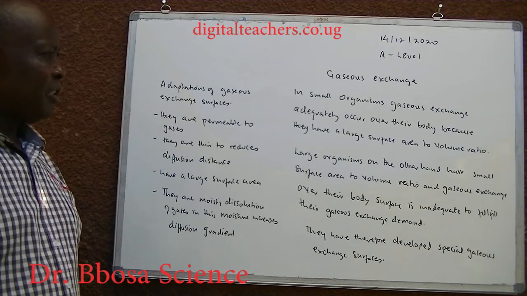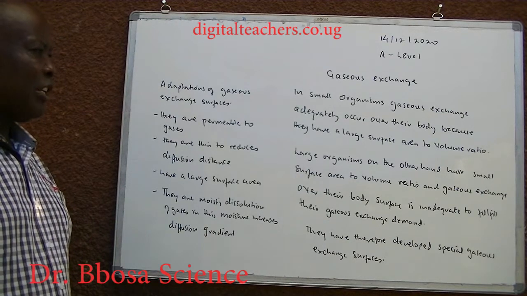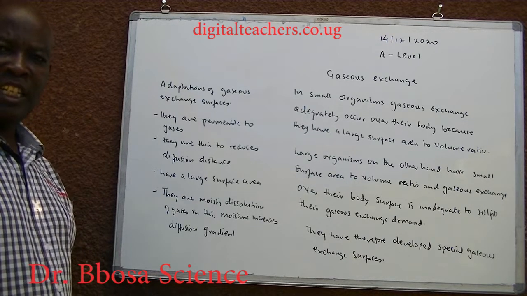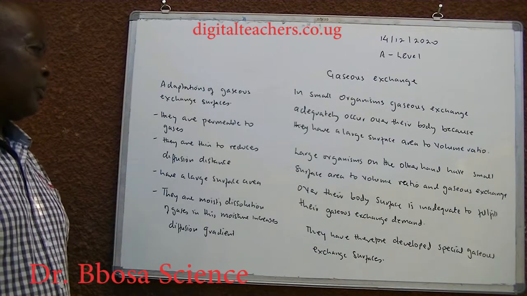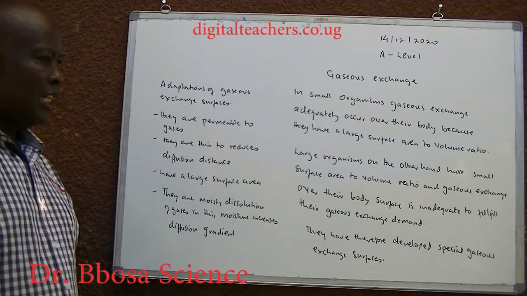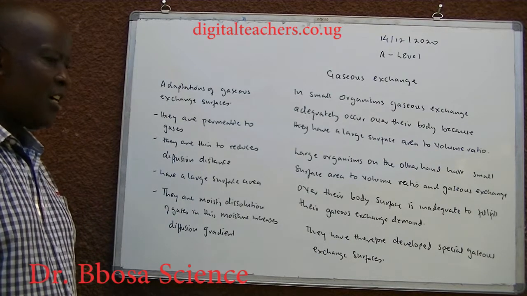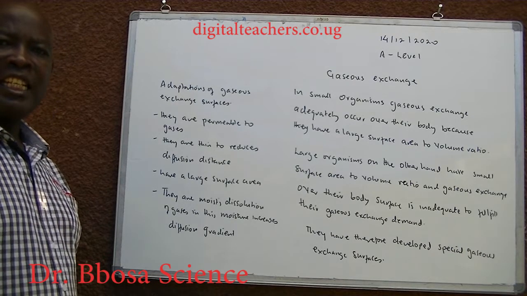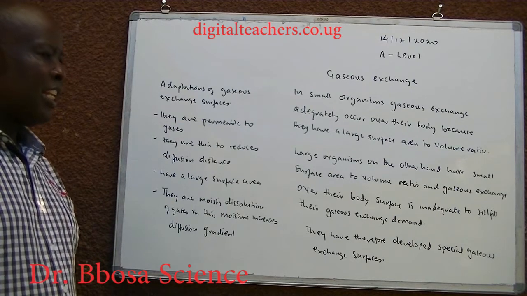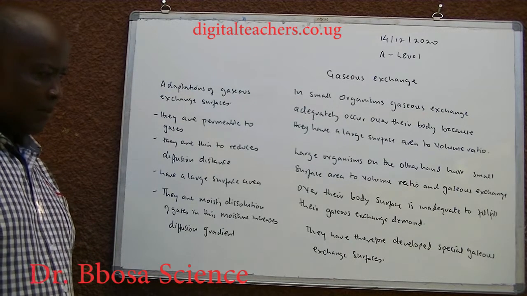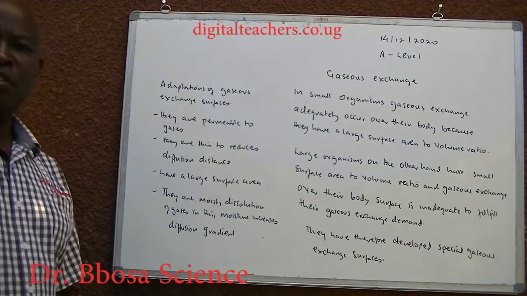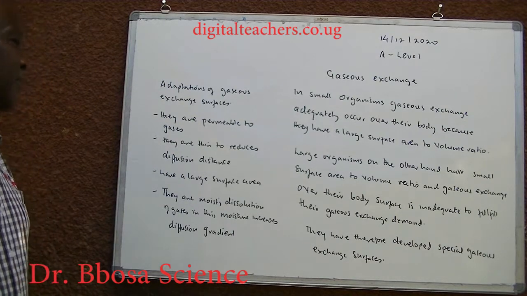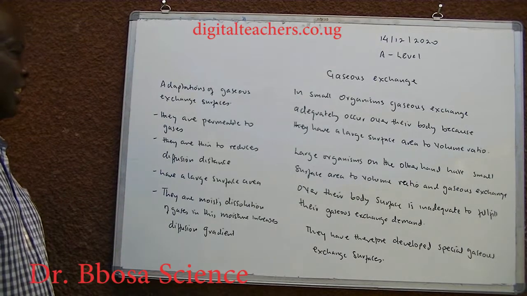In small organisms, gaseous exchange adequately occurs over their body because they have a large surface area to volume ratio. Large organisms, on the other hand, have a small surface area to volume ratio, and gaseous exchange over their body surface is inadequate to fulfill their gaseous exchange demand. They have therefore developed special gaseous exchange surfaces. Adaptations of gaseous exchange surfaces.